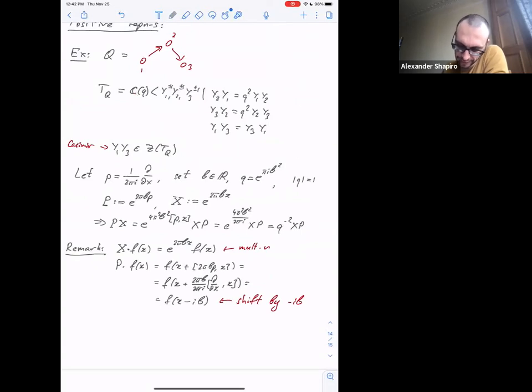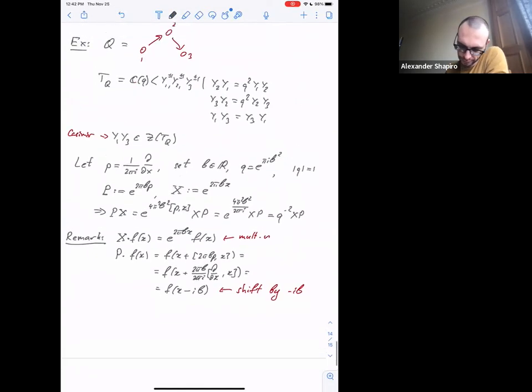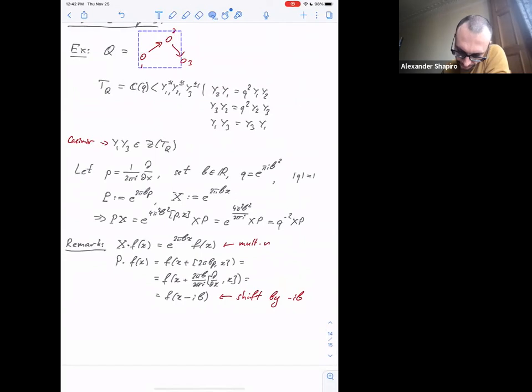And then, at the end of the day, we still want to write a representation of this algebra. And the way we would do that is as follows. We just take the same quiver.